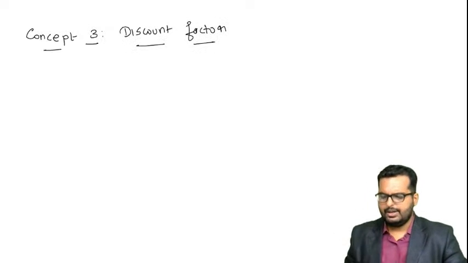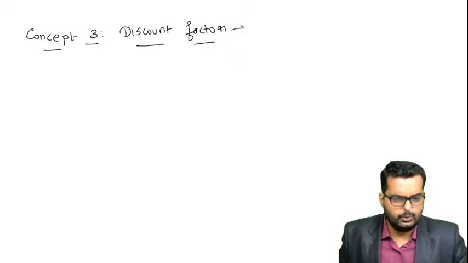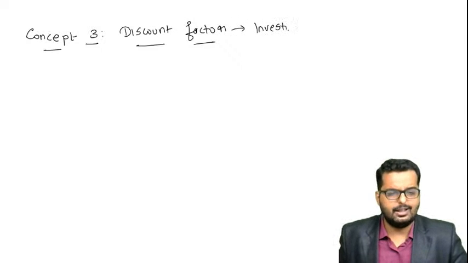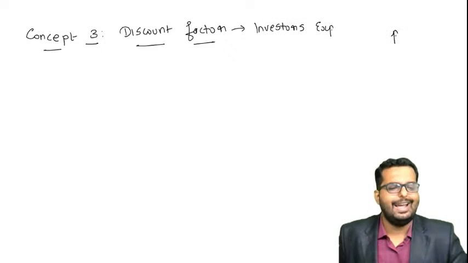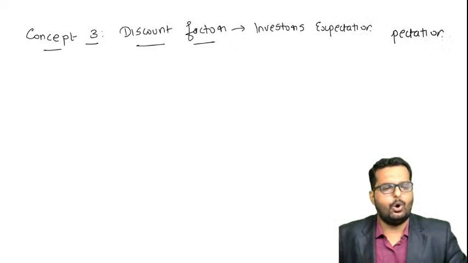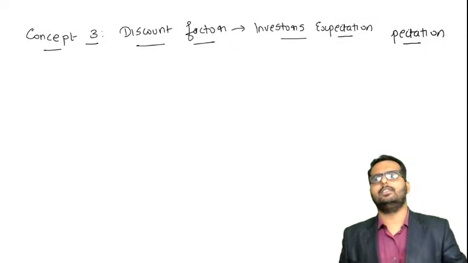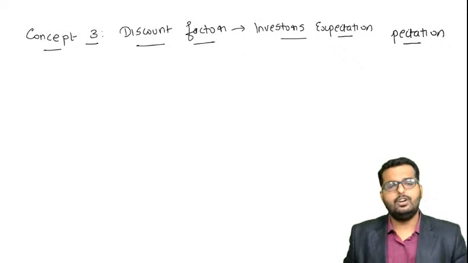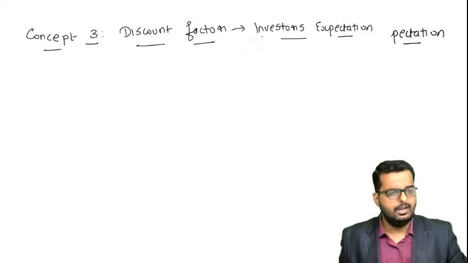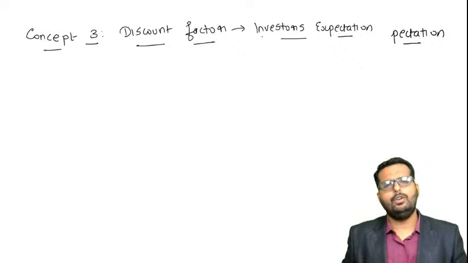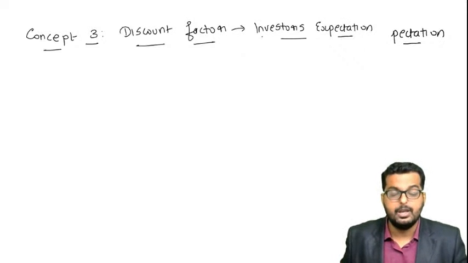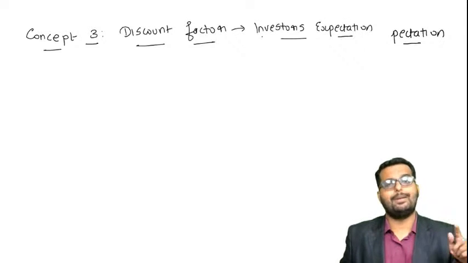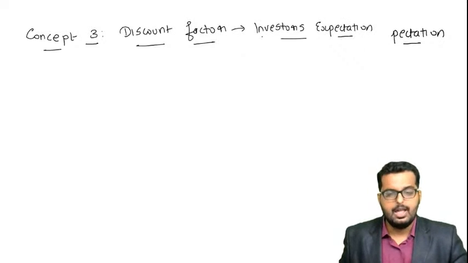Alright, friends, I told you earlier, discount factor is nothing but investors' expectation. Normally in SFM you get the discount factor in the question itself. So they will tell you discount factor is 10%, discount factor is 12%. What we do, we just take that as the discount factor. Now let us learn what practically is discount factor.